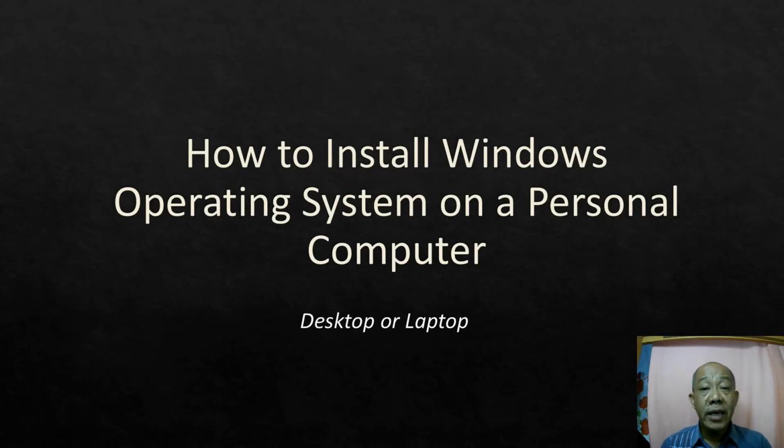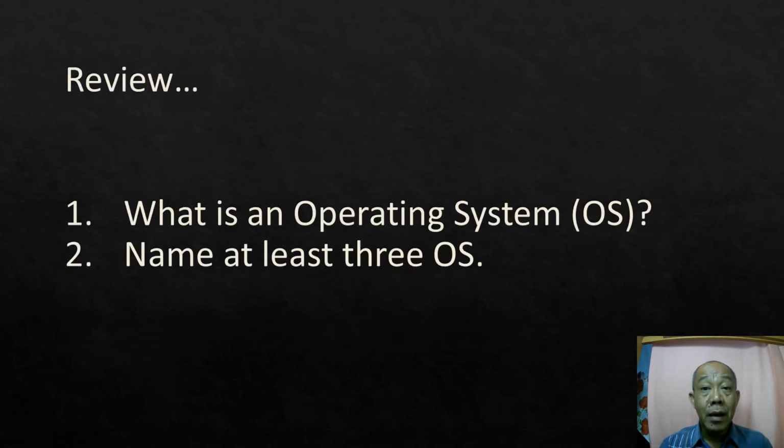Our session for today is on how to install Windows operating system on a personal computer, whether this is a desktop or a laptop. But before we continue, we need to have a review. So first question is, what is an operating system, or simply known as OS? And the other one is, name at least 3 operating systems. You can find the answer on your learning activity sheets, which is on page 1. So let us continue.